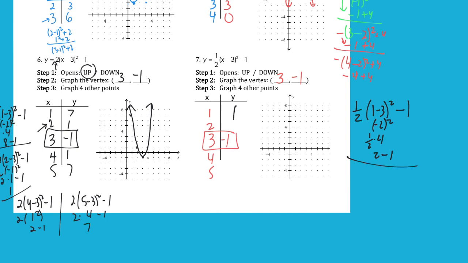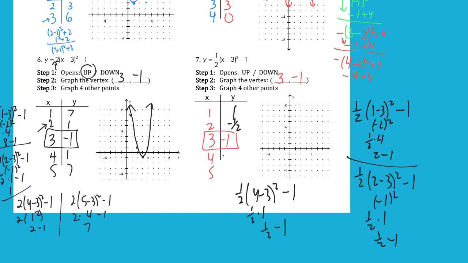When we plug in 2, 1 half. 2 subtract 3 squared minus 1, that's negative 1 squared, or 1. And then half of 1 is a half. Subtract 1 is negative a half. We plug in 4. Let's do 1 half, and we're going to do 4 subtract 3, and then minus 1. That's 1 squared is a 1. Half of 1 is a half. A half minus 1 is negative a half. And then 5. 1 half times 5 minus 3, which is 2 squared, and then we're going to subtract 1. That's 4. 1 half times 4 is 2. Minus 1 is 1.